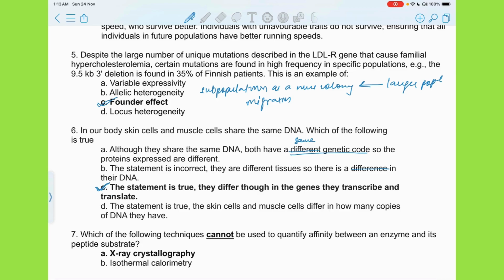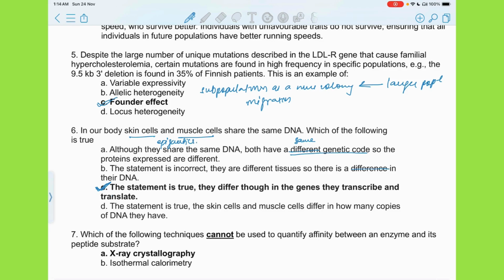Yes, and the major factor for these changes between the two cells, say for example a skin cell and a muscle cell, containing the same DNA but giving us different characteristics of protein synthesis, is epigenetics.